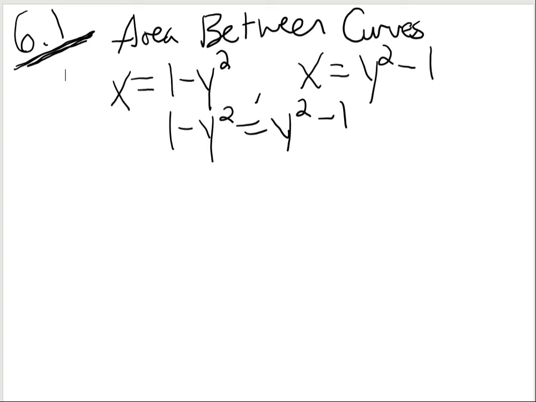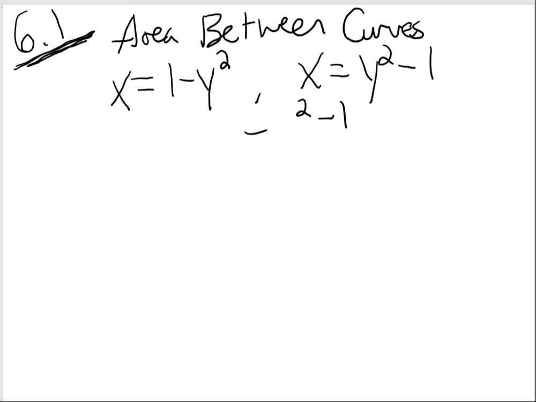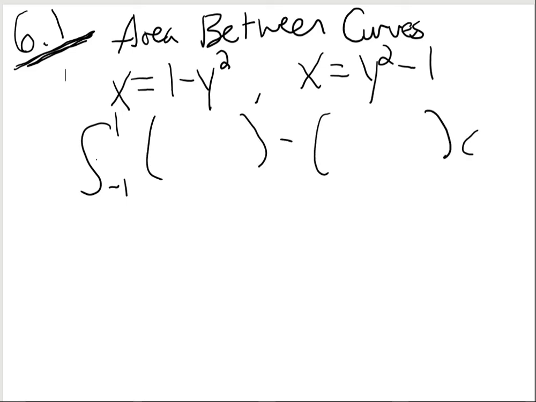Well, add 1 and add y squared to both sides, you'll get 2 equals 2y squared, so 1 equals y squared. That is y equals plus or minus 1. So that's easy enough. We're going to want some integral from negative 1 to 1 of some function minus another function. So parentheses minus parentheses dy.